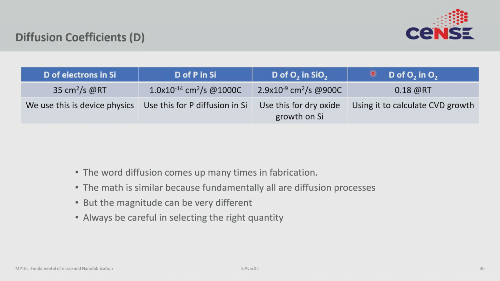So be very careful with these very different Ds. They always mean different things. They all have different orders of magnitude, right? This is -14, this is -9, this is 0.18. So be very careful in using the correct D to do a calculation. Always ask the question: diffusion of what, in what, and at what temperature.